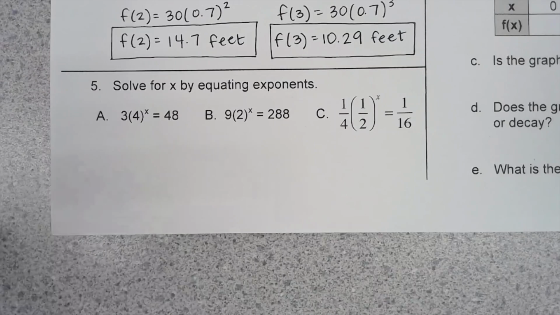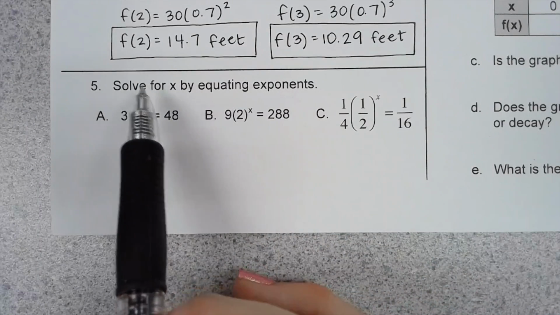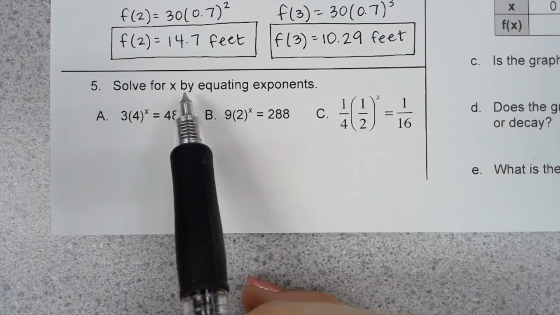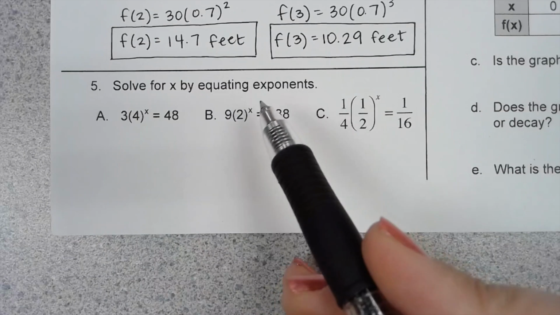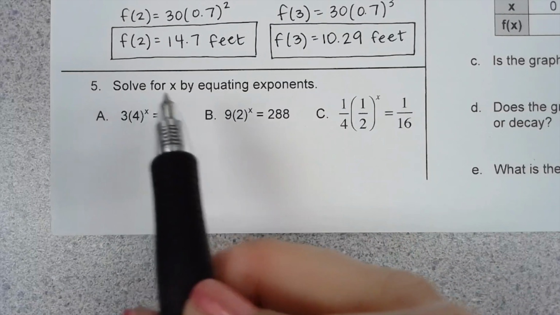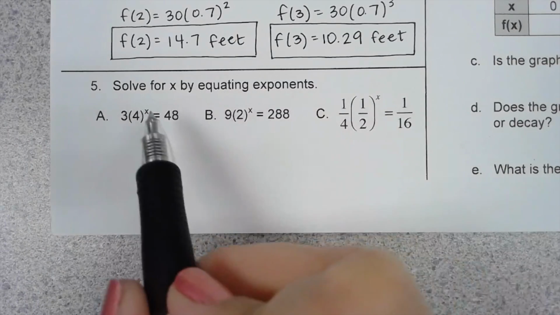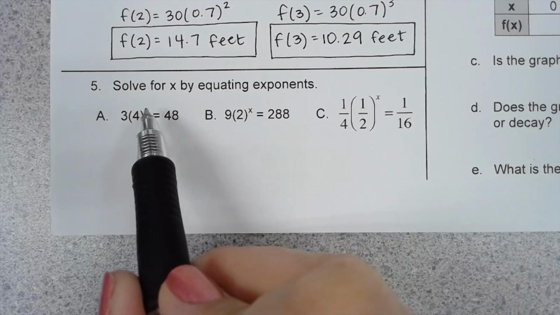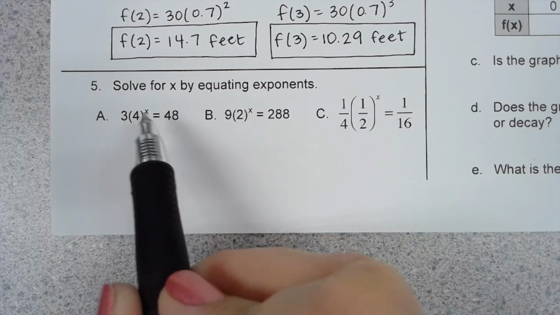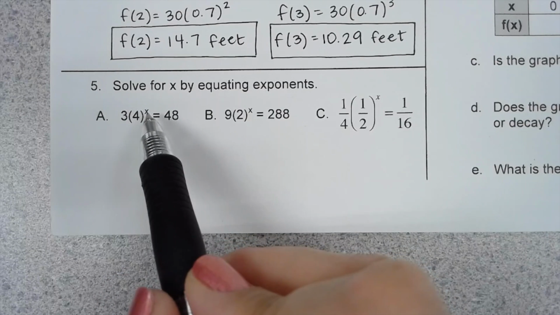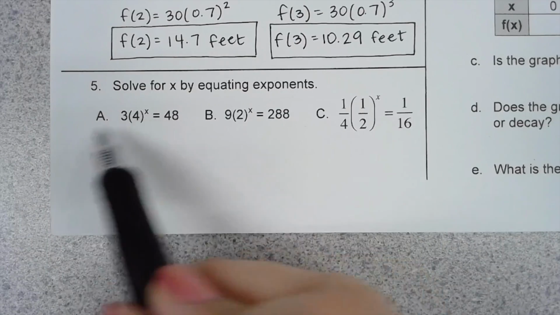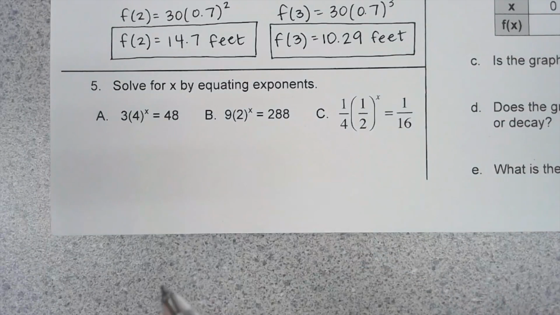Question number 5, we're given equations. We're asked to solve for x. It's suggested that we do it by equating exponents. There's a couple of different ways that you can do these problems. When I'm doing the work for letter A, or B or C, I notice that the x is up in the exponent. So the number that I'm trying to solve for, x, isn't a regular variable like normal, it's an exponent that I'm trying to solve for.